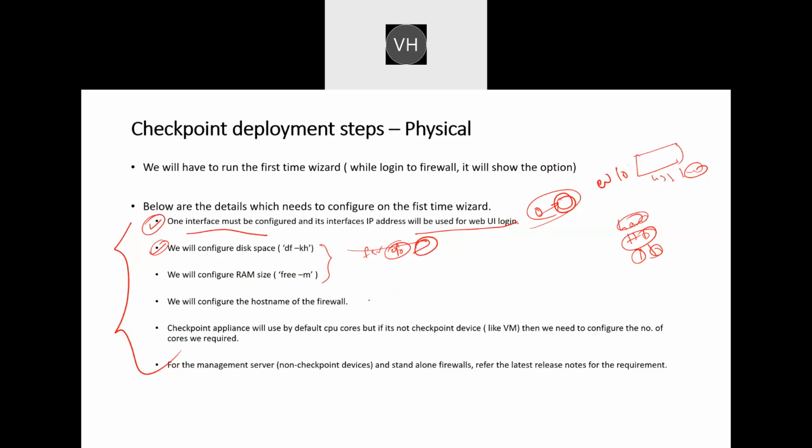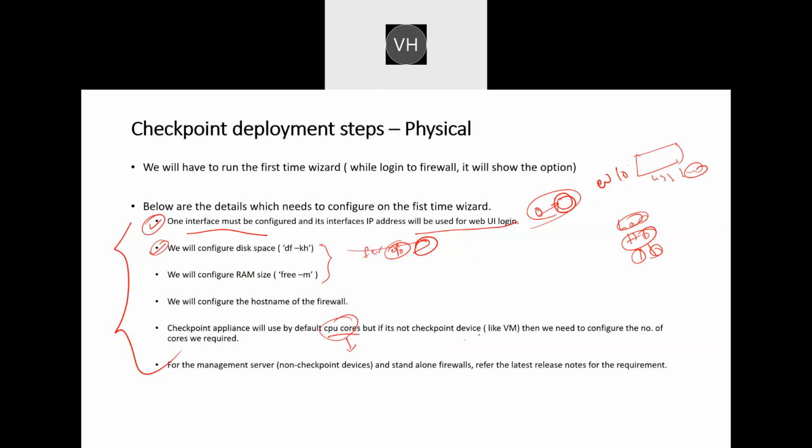We have to check how many CPU cores, which I was mentioning now. A Check Point appliance by default will use its CPU cores. Based on how much CPU you need, while purchasing itself we mention how many CPU cores we need, so they will provide that many cores.